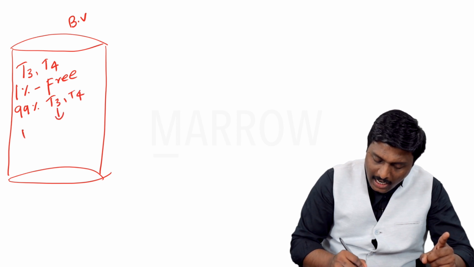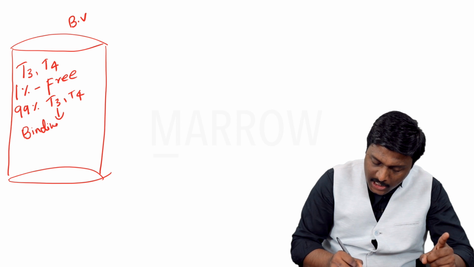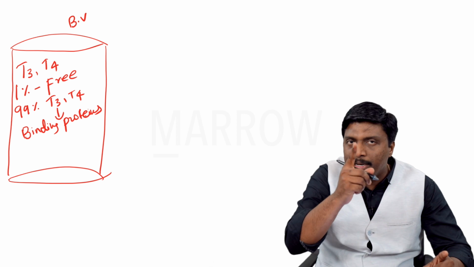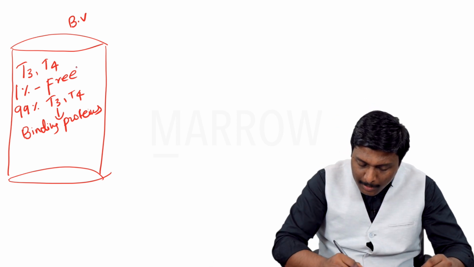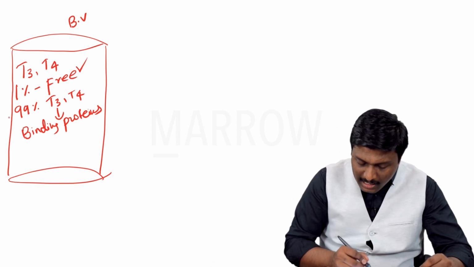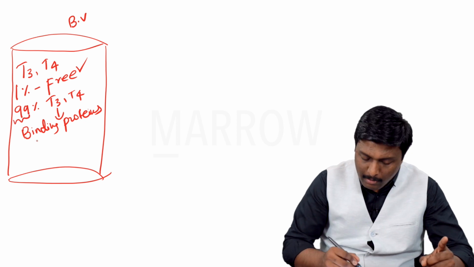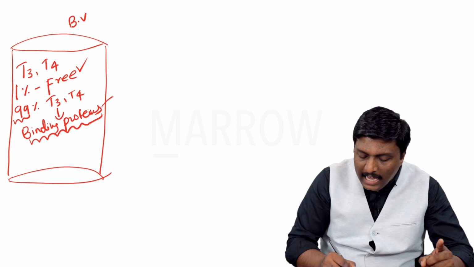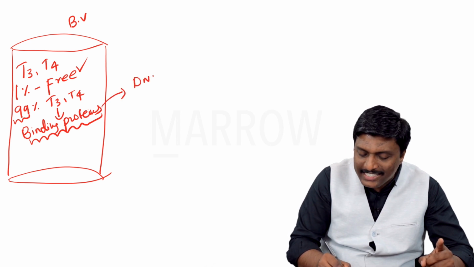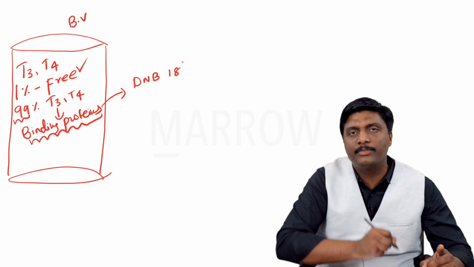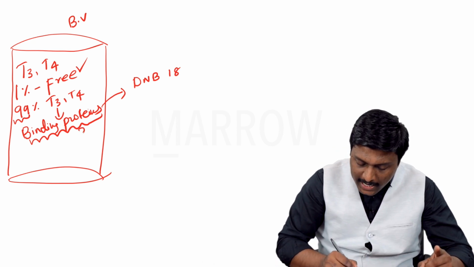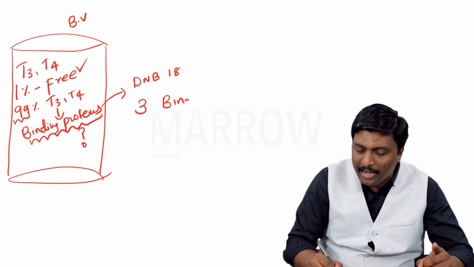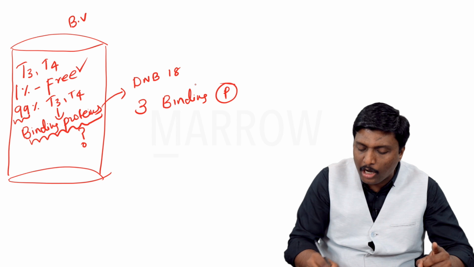They were quickly bound by certain proteins which are called binding proteins. Immediately after release, only 1% of hormones remains free. The remaining 99% is quickly bound by binding proteins. Look in the exam, this binding proteins was a recent DNB June 2018 MCQ. What are the binding proteins for thyroid hormones, sir? There are 3 important binding proteins for thyroid hormone.